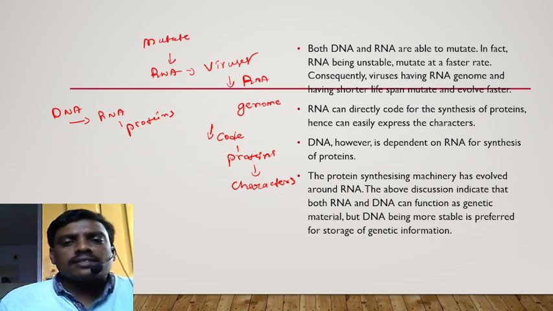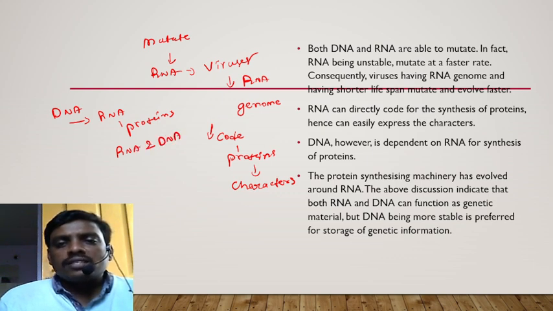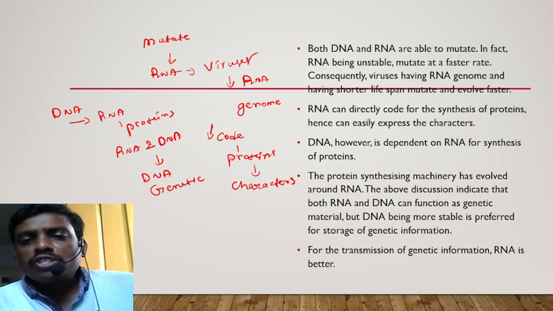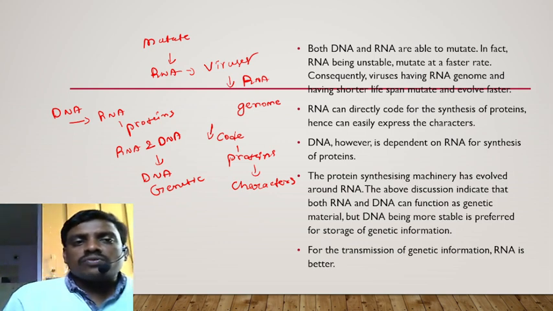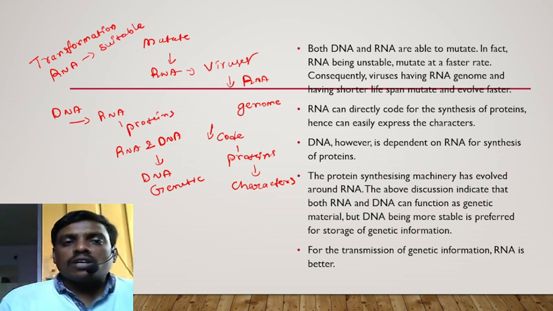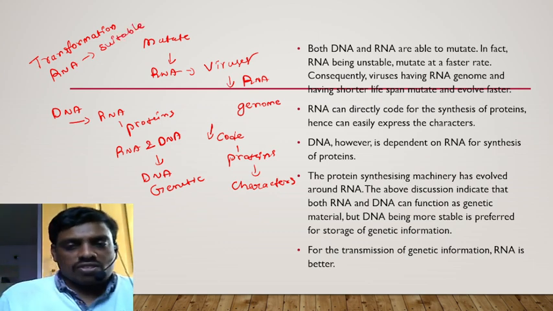The above discussion indicates that both RNA and DNA can function as genetic material, but DNA is a more stable genetic material, preferred for storage of genetic information. That is a very important point. For transformation, for changing the genetic information or the genetic material, RNA is most suitable. RNA can be transformed into further structures.